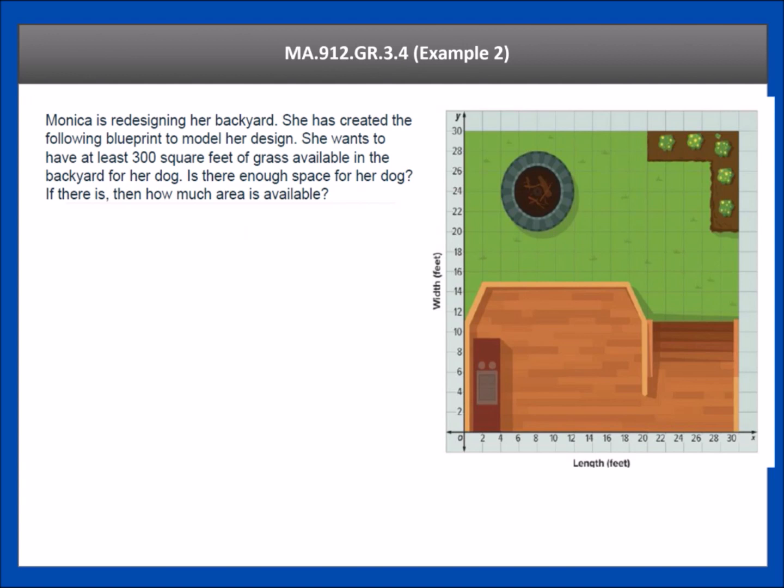Okay, so this one is an interesting problem because there's a lot going on in this. So we're going to take a look at this. There's different shapes here. There's different concepts that we want. So okay, let's take a look.